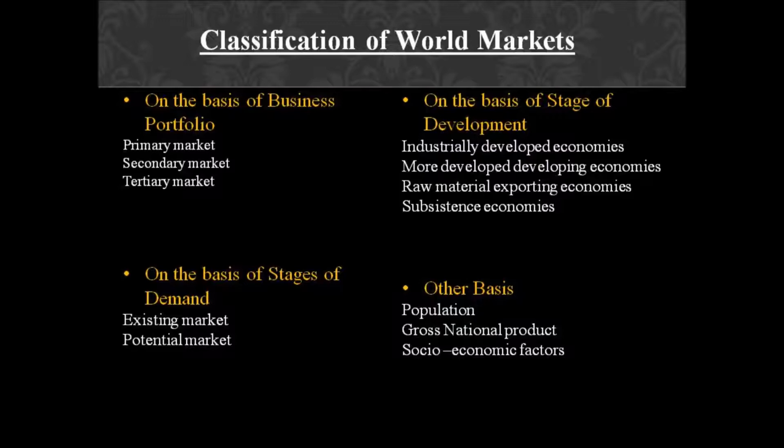Then the third categorization we have is on the basis of stages of development. The world market can be divided into four distinct segments, namely the industrially developed economies, more developing economies, raw material exporting economies, and subsistence economies. What are these industrially developed economies? These markets lay more emphasis on the production of more sophisticated products, and therefore they focus more and more on research and development. They totally concentrate on research aspects.